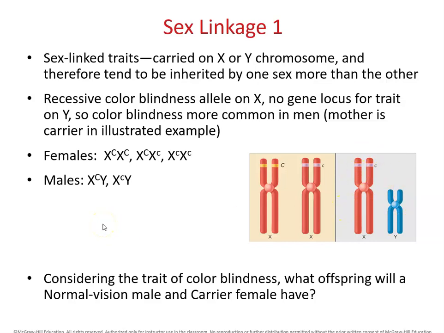So I want you to take a moment, test and make sure you are understanding how you would make a Punnett square for this. This should be review from previous biology classes. Considering the trait of colorblindness, what will be the phenotypes of offspring from a normal vision male and a carrier female? So if you need a hint, here's your normal vision male, and here is your carrier female.